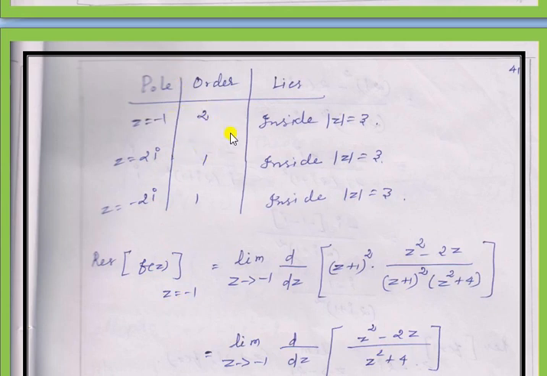In here, the order of the first pole z equal to minus 1 is 2. So, we need to use the formula 1 by (n minus 1) factorial, where n is equal to 2. So, (2 minus 1) factorial is 1 factorial, and that value is equal to 1. Then d power (2 minus 1) by dz power (2 minus 1), that becomes d power 1 by dz power 1, of (z minus a) power m, where m is the order 2, into f of z, the given function. So, here (z plus 1) the whole square gets cancelled.